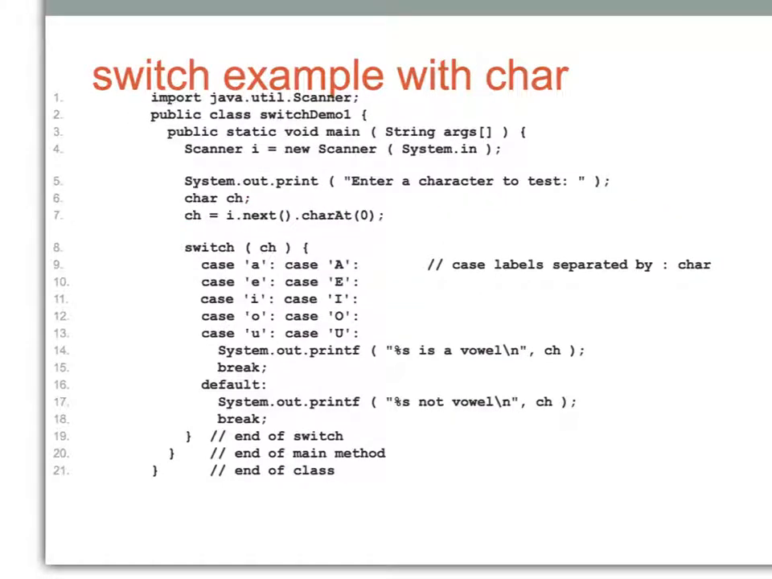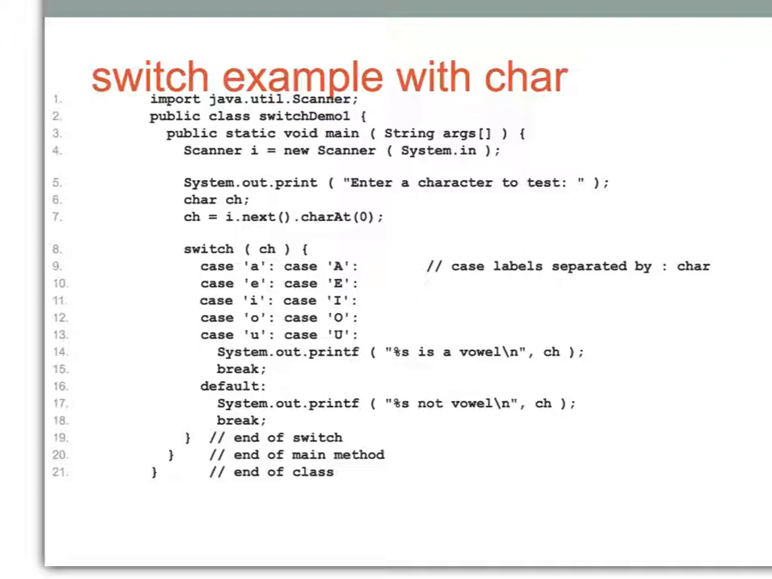Here you see the same program. Again, the user is being prompted to enter a character that will be tested to determine whether or not it's a vowel. Here's where the switch statement begins, at line 8. The switch is fed the input value, which is CH. I would have put character myself because it's more clear; input character probably would be the best variable name in this case, but the programmer that set this up just put CH. So this is the input value.